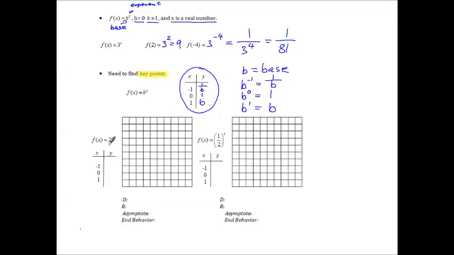F of x is 2 to the power of x, so 2 is our base, and that means for our table of values, if x is negative 1, 2 to the negative 1 is 1 over 2. 2 to the 0th power is 1, as any other number would be as well. And 2 to the first power is just itself. And here we have our first 3 key values. So we can go ahead and graph our function. Let me first put our coordinate plane in.